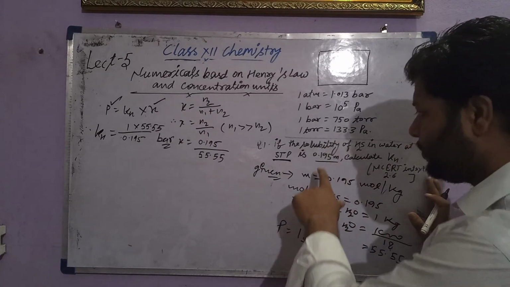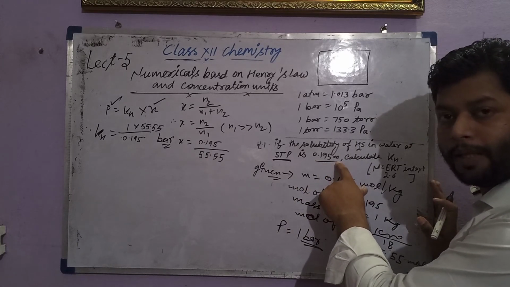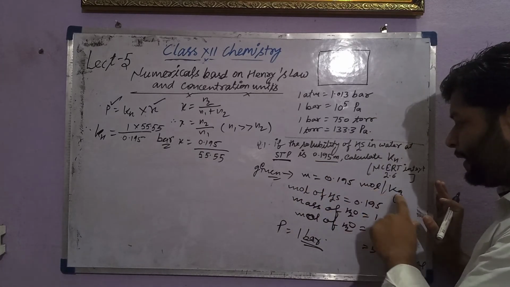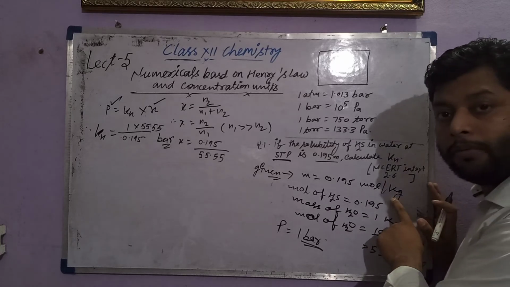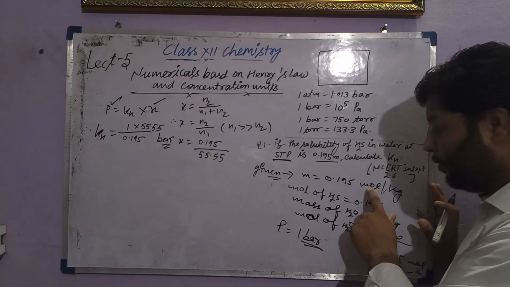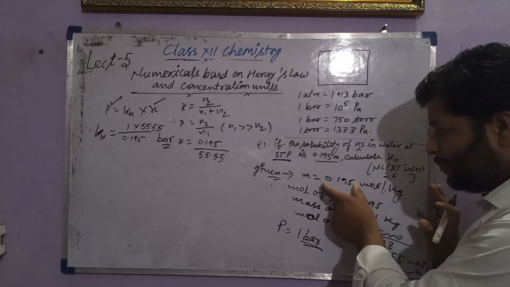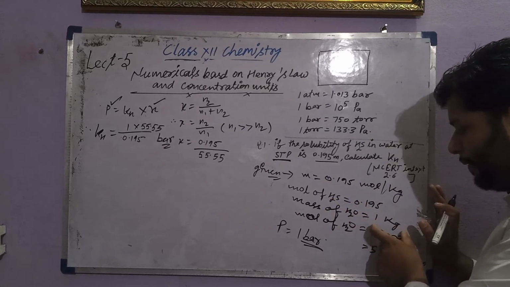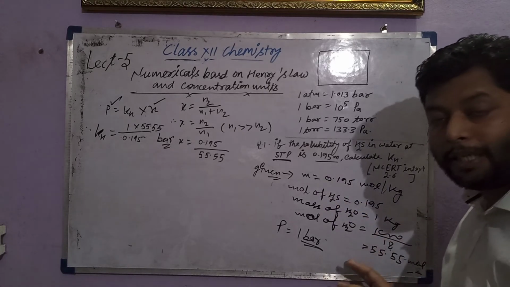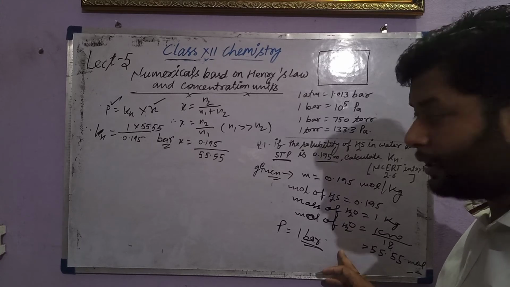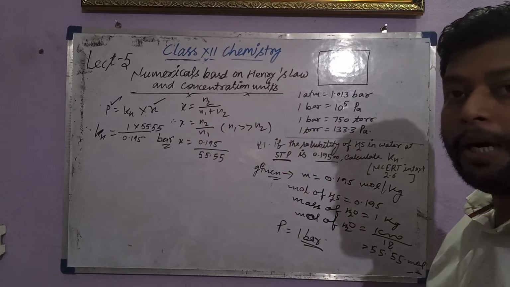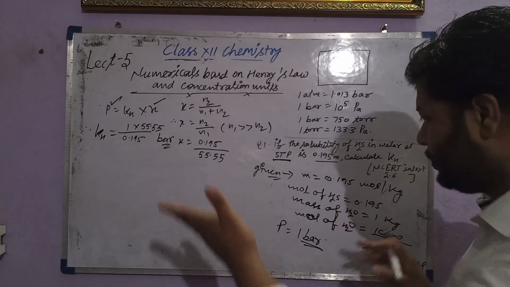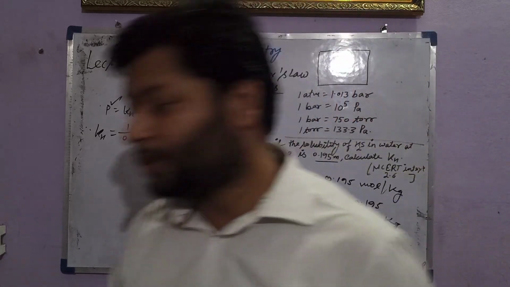If there is 0.195 molality, it is always moles per kg. Per kg means mass of solvent in kg, and moles of solute. So this is the moles of solute and this is the mass of solvent. With the help of the mass of solvent, I am taking the moles of solvent. That will give you the mole fraction of H2S, the mole fraction of solute. That is the first question.